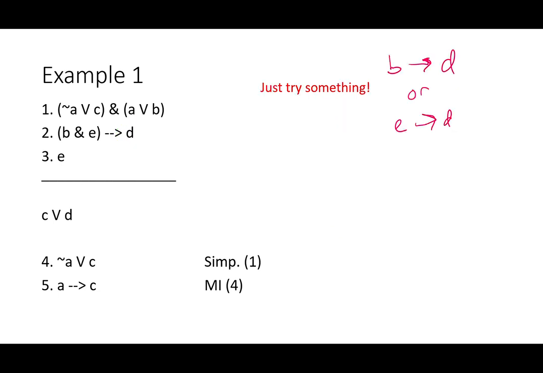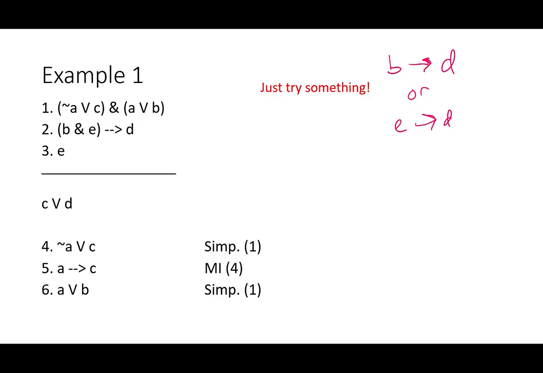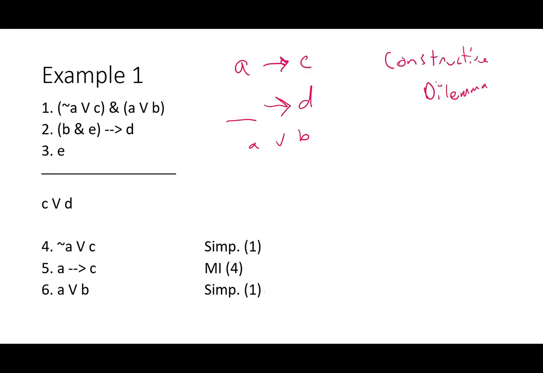And now I'm at a little bit of a loss. So let's just try something. And remember, we're looking to get either if B then D or if E then D. So first thing to do, simplify. It's there in line 1. We can get either A or B. And now, when we think about our constructive dilemma, maybe A or B is our correct disjunction. That'll work. Let's try for if B then D.